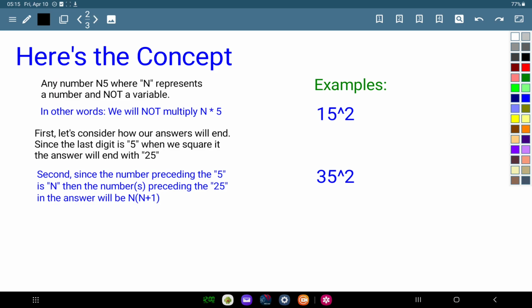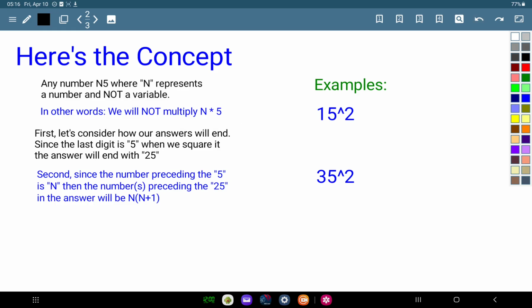Here's the concept. Any number n5, where n represents a number and not a variable. Now, we are going to be varying the numbers, but as a variable, we would multiply it by 5. And in this case, we're not going to multiply by 5. So we just want to keep that in mind. We will not be multiplying by 5.